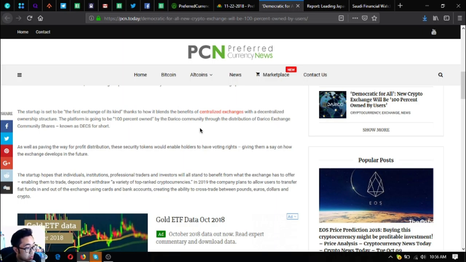The platform is going to be 100% owned by the community through the distribution of Exchange Community Shares, known as DEX for short. As well as paving the way for profit distribution, these security tokens would enable holders to have voting rights, giving them a say on how the exchange develops in the future. The startup hopes that individuals, institutions, professional traders, and investors will all stand to benefit from what the exchange has to offer, enabling them to trade, deposit, and withdraw a variety of top-ranked cryptocurrencies. In 2019, the company plans to allow users to transfer fiat funds in and out of the exchange using cards and bank accounts, creating the ability to cross-trade between pounds, euros, dollars, and crypto.